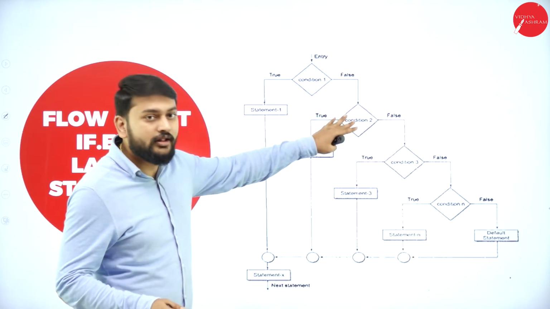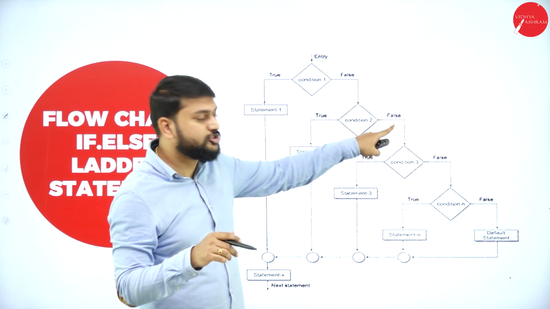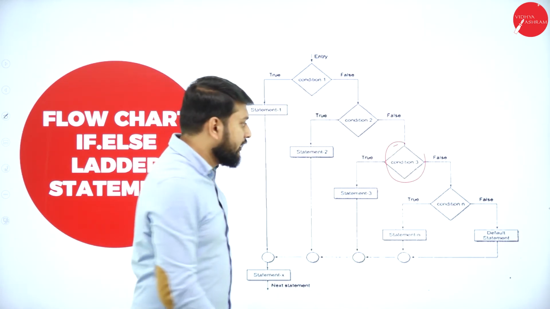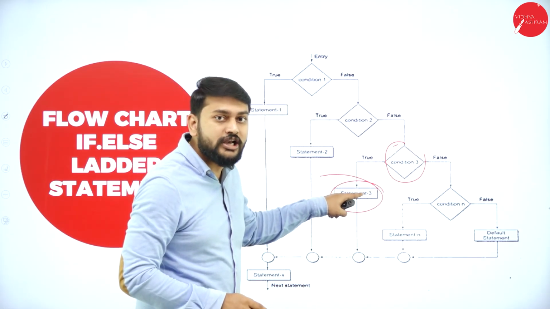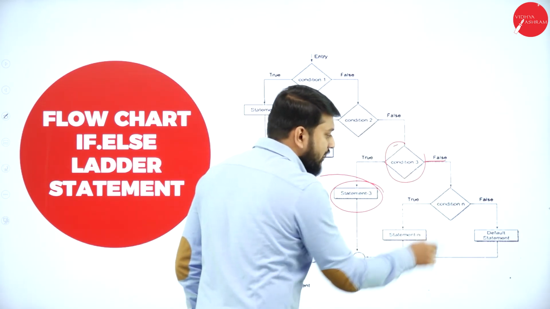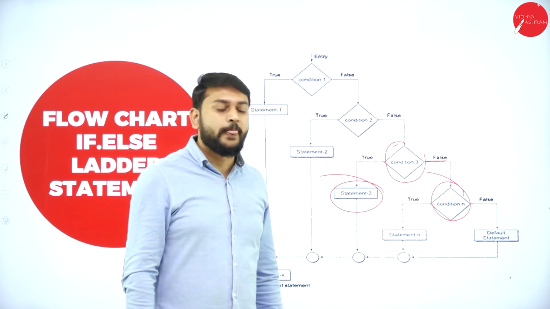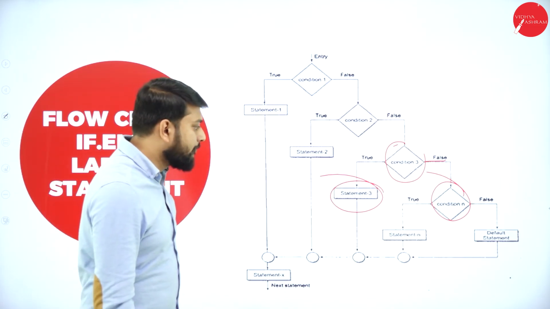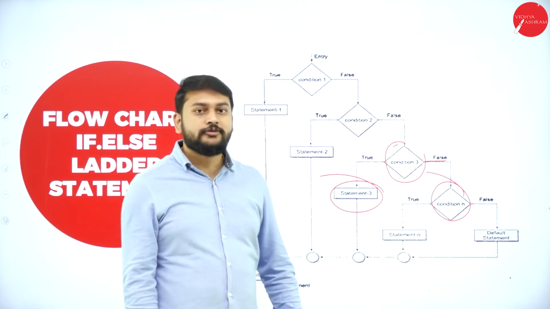So let's take one more case. If the condition is false, what happens? It will check the next condition. Again, if this condition is true, this statement will be executed. Then after executing this statement, it will come to the end of the statement. Suppose the condition is false, again it will check the next condition. Like that, you can have n number of conditions. That is what you need to remember. After that, you will have the default statement.